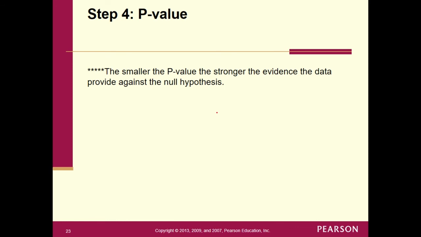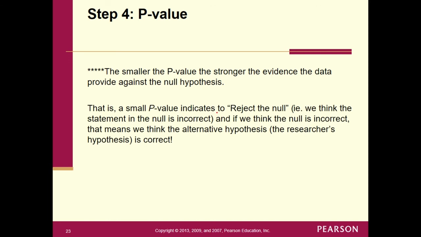The smaller the p-value, the stronger the evidence the data provides against the null. Meaning we're probably going to reject what's in the null hypothesis here, and we are going to say we like what's in the alternative. We accept what's in the alternative. So a small p-value indicates to reject the null. If we think the null is incorrect, that means we think the alternative, the researcher's hypothesis, is correct.